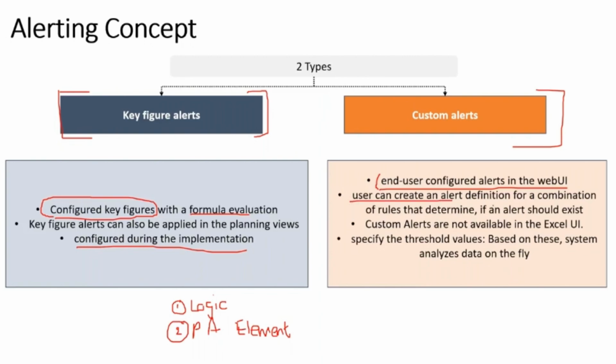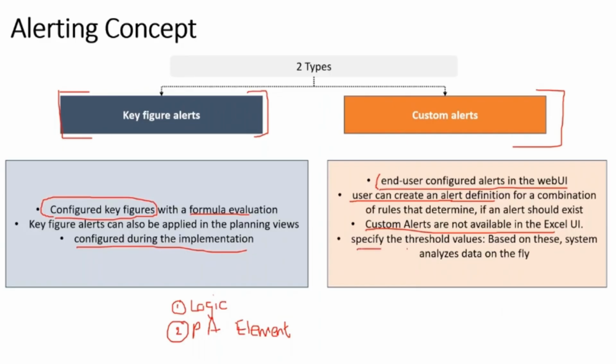A user can create an alert definition for a combination of rules that determine if an alert should exist. Obviously, if you say alerts, we'll come up with a rule like if x is greater than y, I need an alert, or if x is less than 10,000, I want an alert. Those would be the rules. Custom alerts are not available in the Excel UI. They're just a front end thing, just like the analytics charts we created, which are available only in the front end Fiori interface.